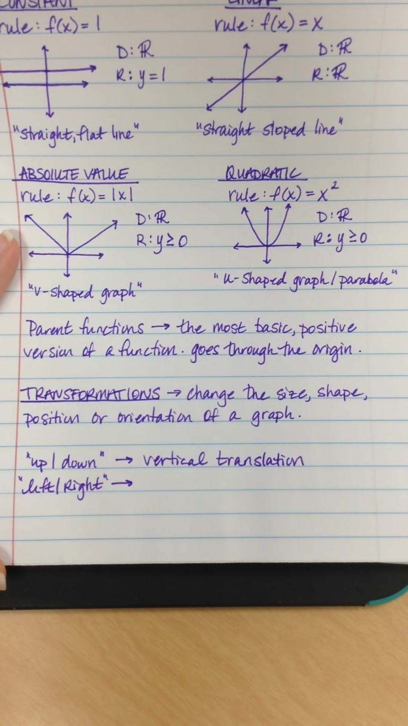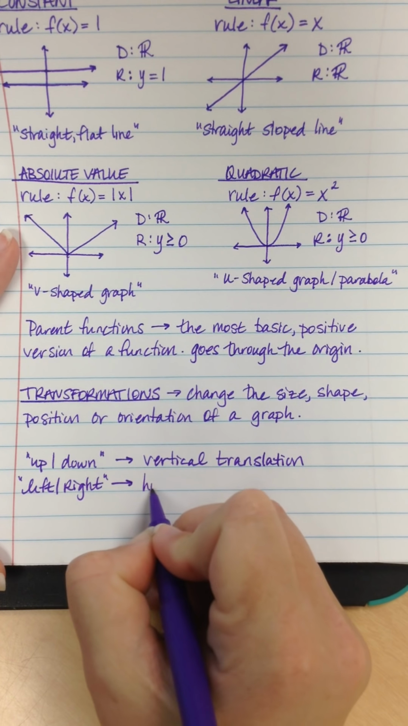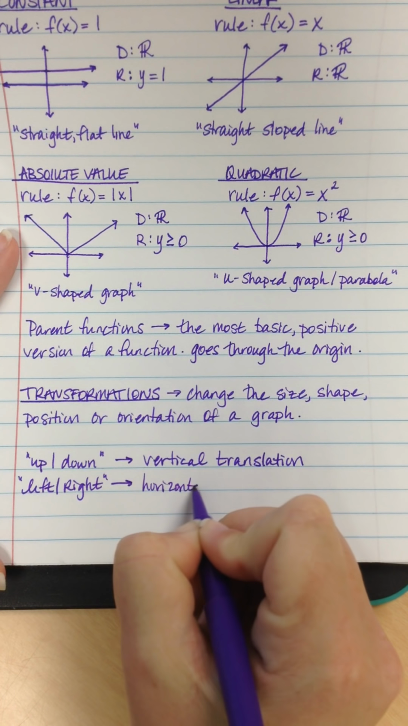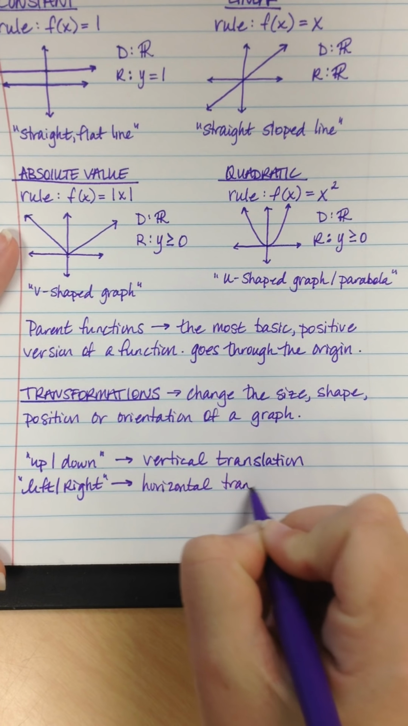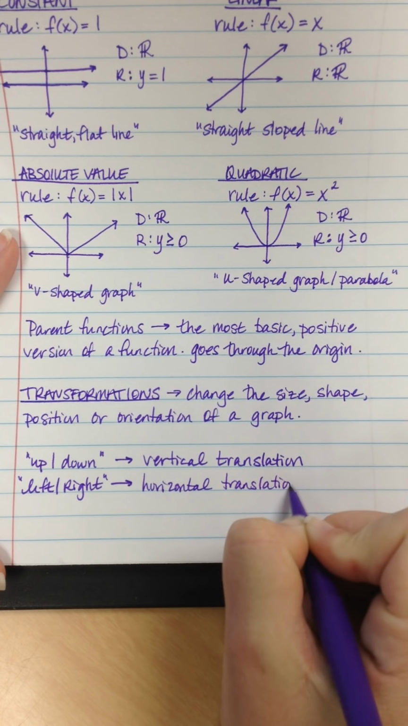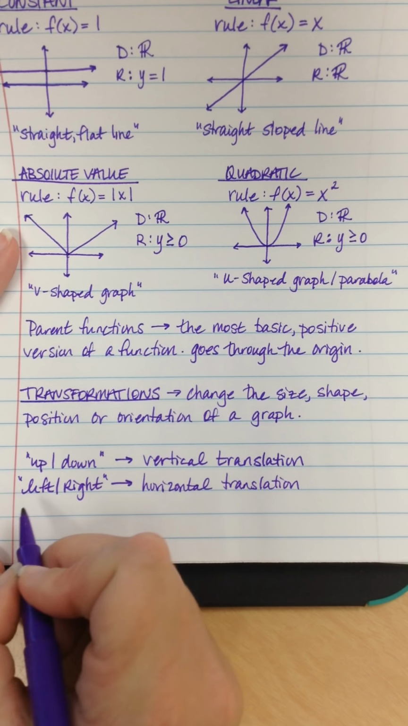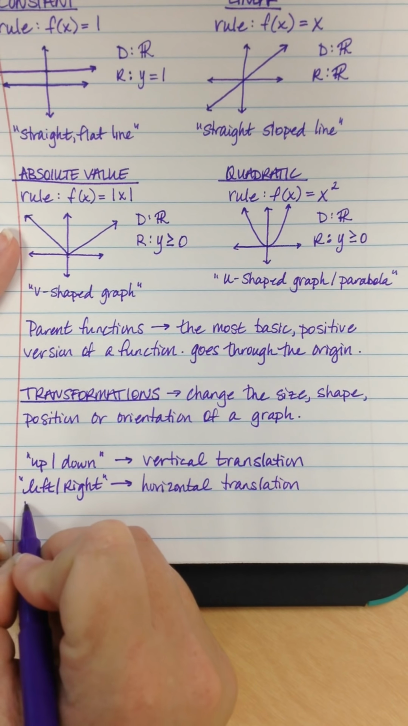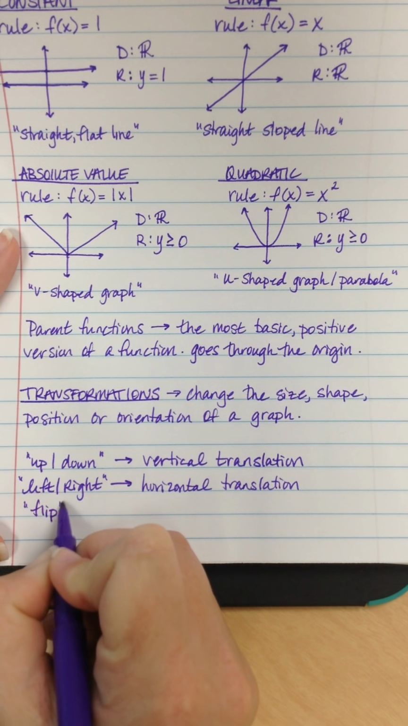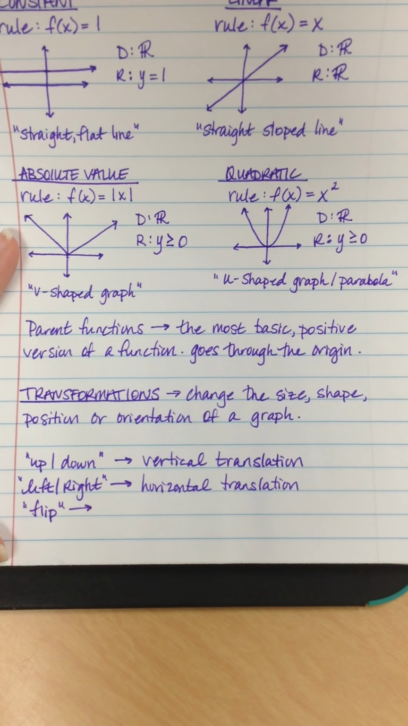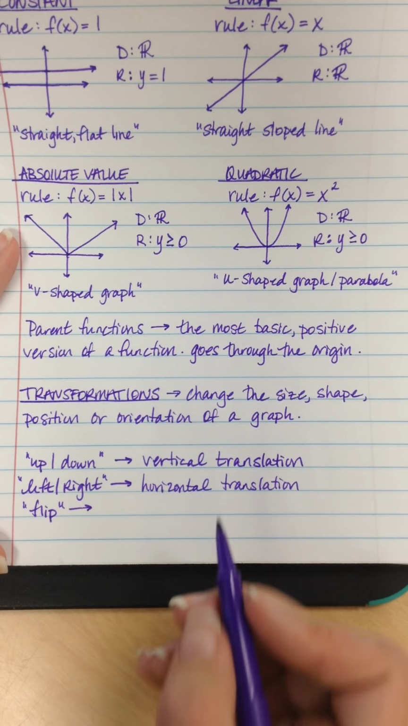If we want to move left or right, this is going to be a horizontal translation. We do have an option where we can flip the graph over. So if we flip it, another way to say a flip is a reflection.